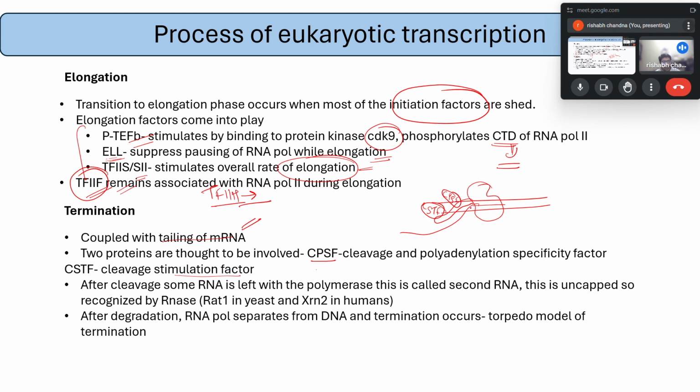These two bind to a specific region on the RNA polymerase. So there is a site where these two proteins bind, and they cleave the RNA at that site. So they release this part of the RNA, this is CPSF and this is CSTF. They release this part of the RNA, and from here the tailing enzymes are recruited, and the leftover RNA is with the RNA polymerase itself. So this is the leftover RNA. This is called the second RNA. And in this particular RNA, we have a 5 prime cap also.